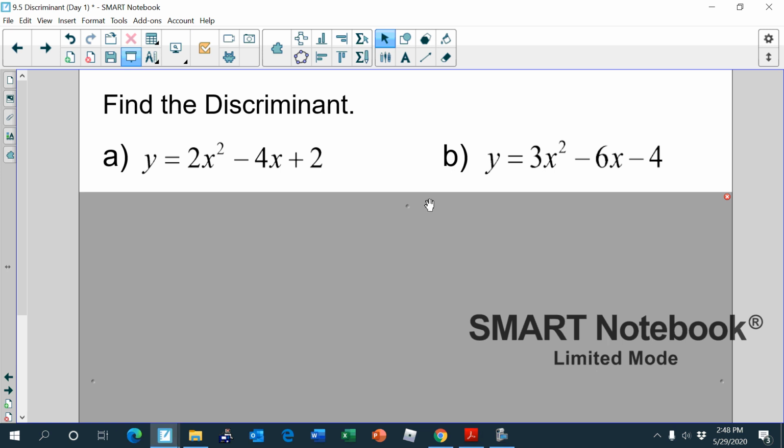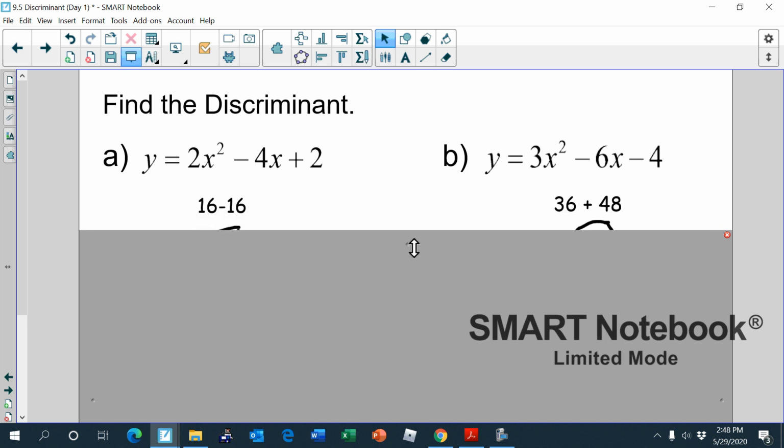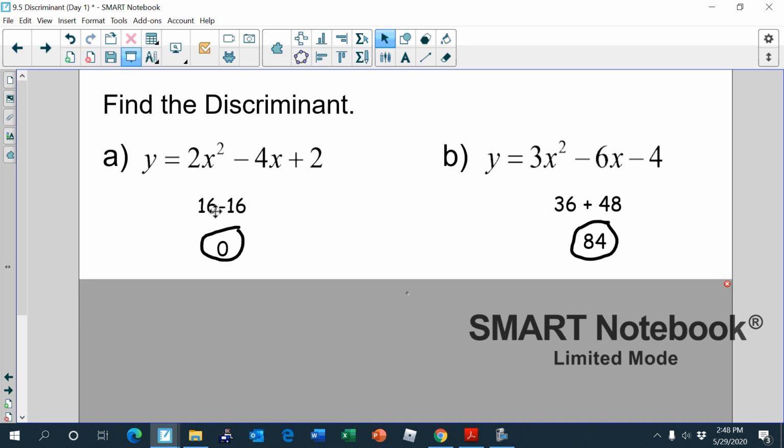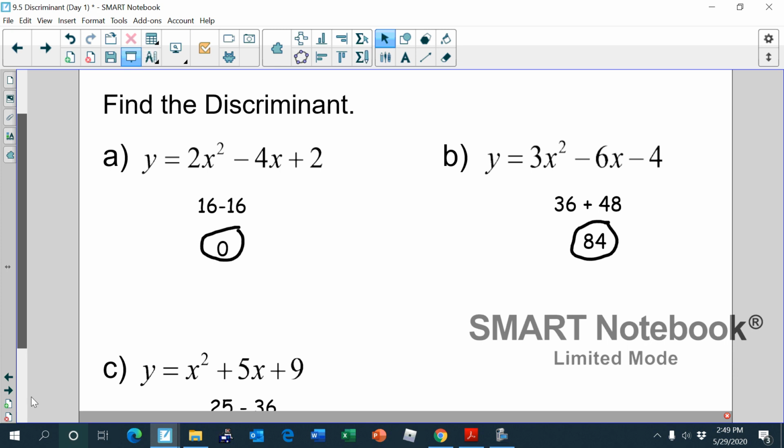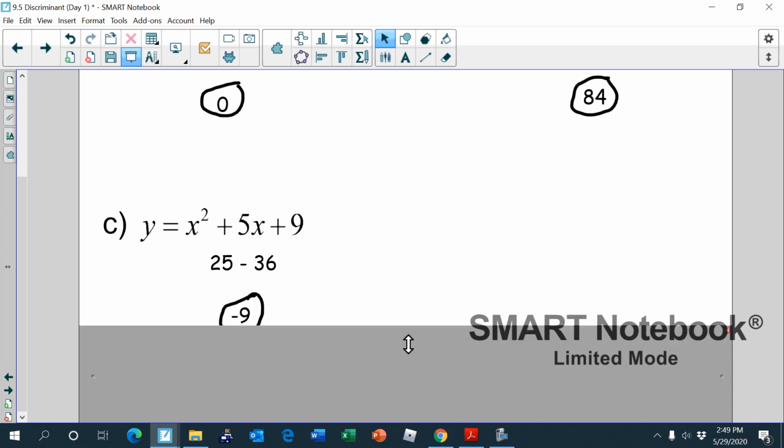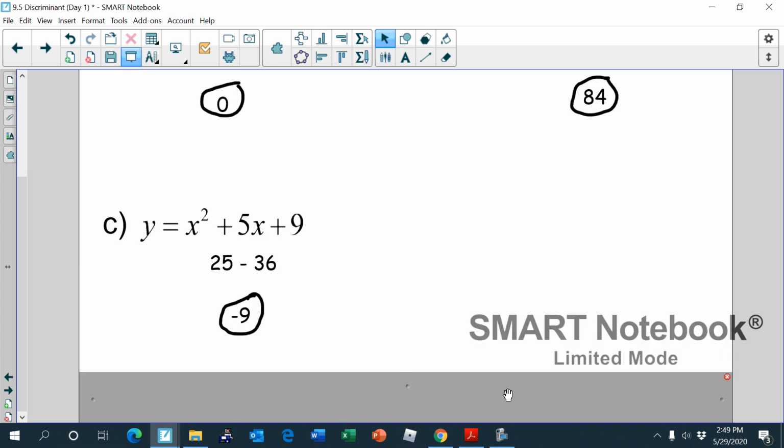You're just finding the discriminant of each of these examples. All right, pause it and come back to me. And welcome back. So you should have gotten the discriminant for letter A is 0, the discriminant for letter B is 84, and the discriminant for letter C is a negative, what do I get, negative 9? A negative 9, right. Okay, so how this relates to the graphs is like this. Let me go to the graphs, right?